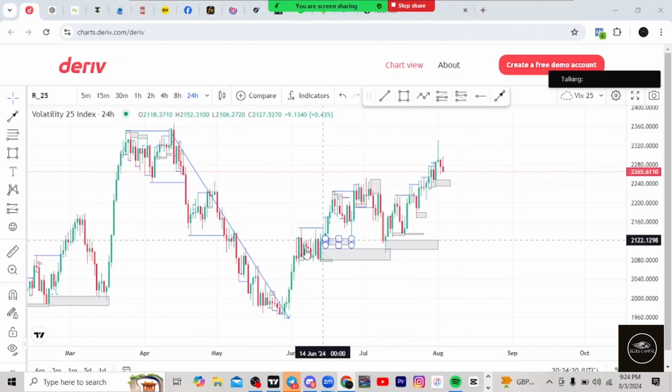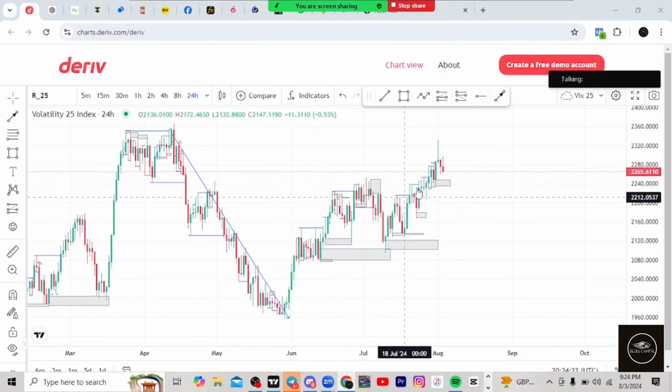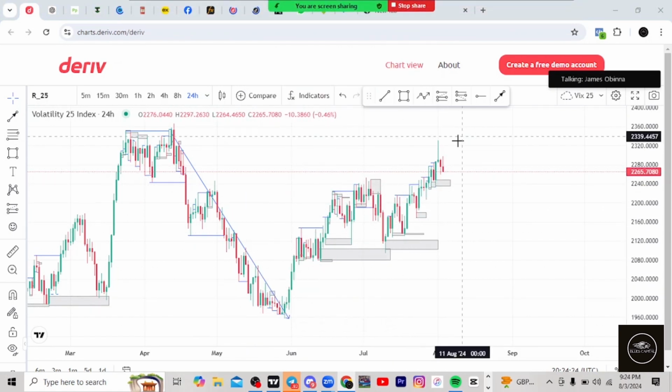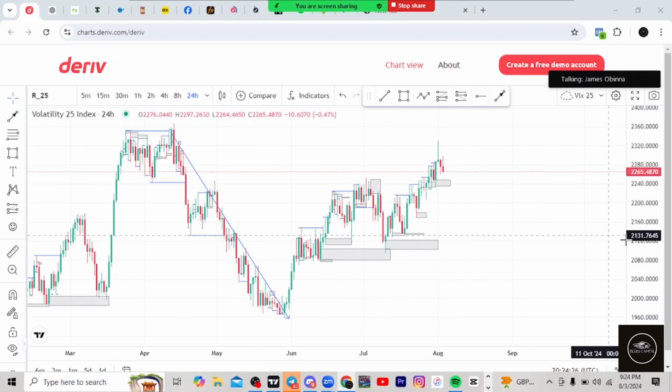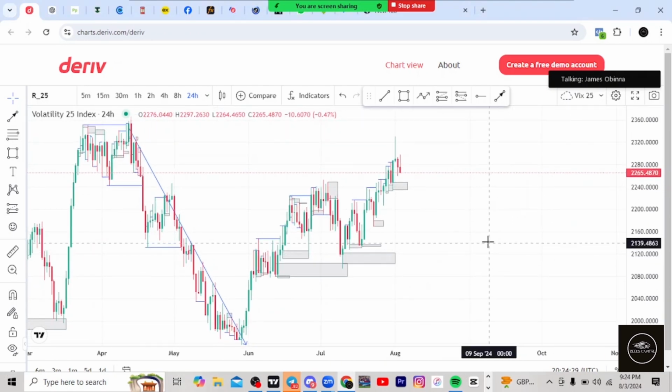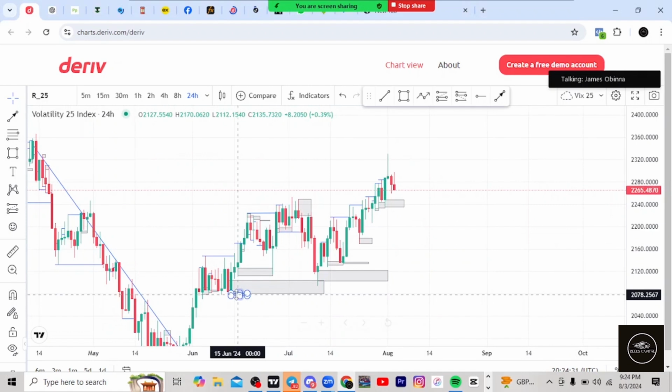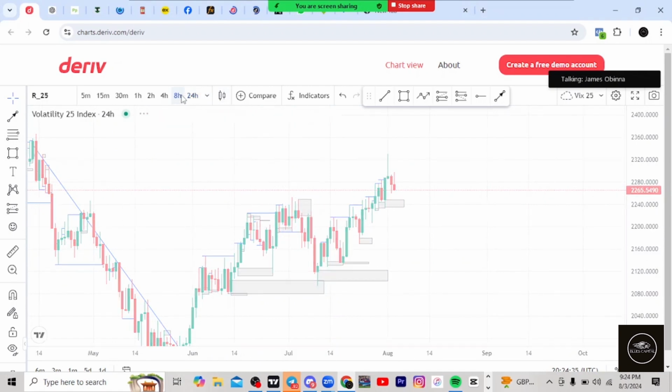Okay, good. So since market is bullish at this particular zone, you have to be looking out for buy zones. So you start moving from higher time frame to lower time frame. Move down to 8 hours time frame.